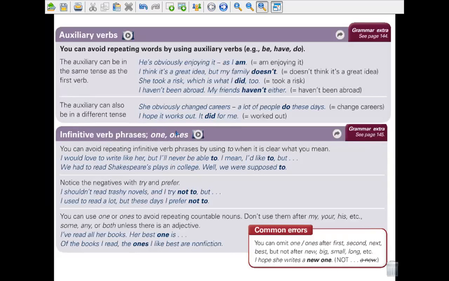One and ones. Remember that one and ones are used to avoid repeating countable nouns. I can't use them after my, your, his, her, and so on, some, any, or both, unless there is an adjective. Right here we have an example: her best one. If I didn't have "best," I couldn't have said "her one." Like, there are a lot of cars. "My one" does not exist.